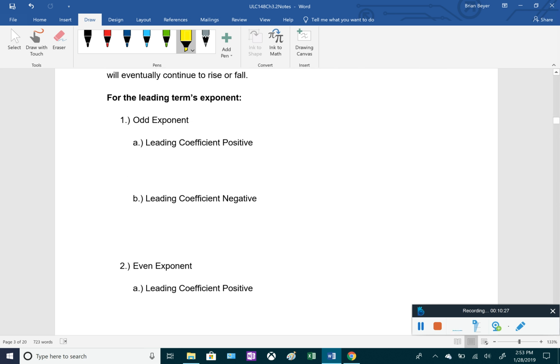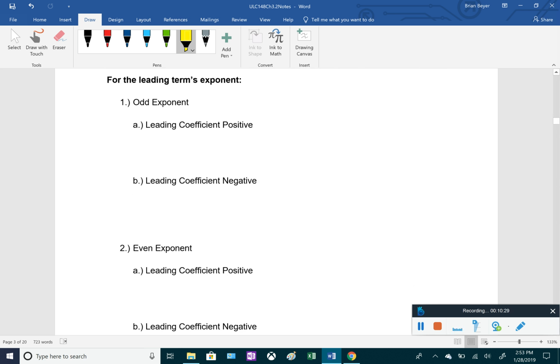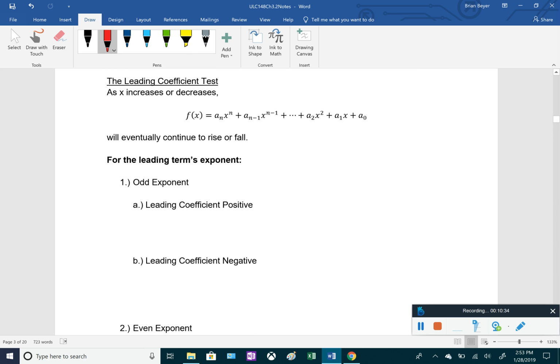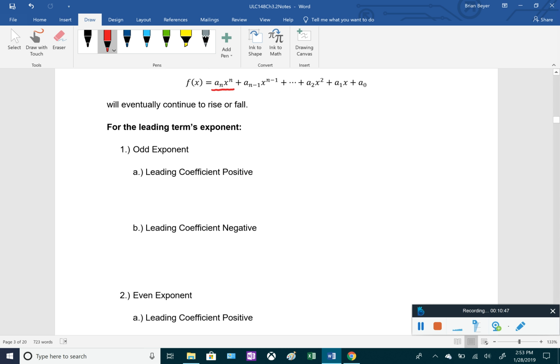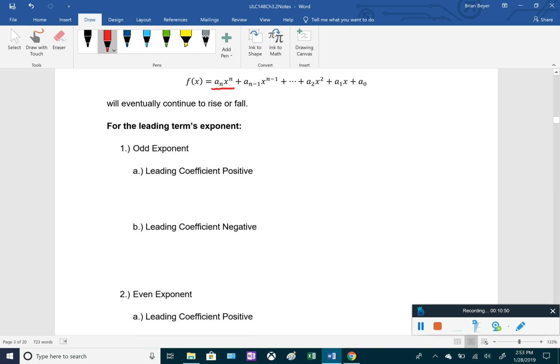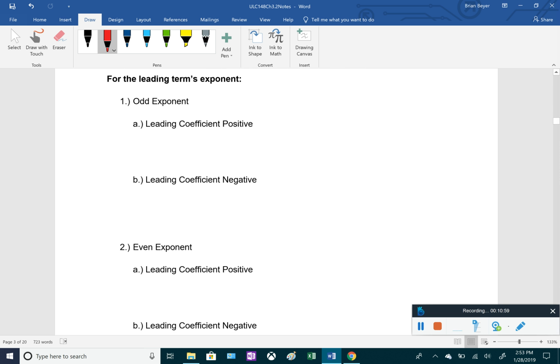So what we have to do is look at the leading term. We're going to be using this term right here, the a sub n x to the n. So we go to the term with the largest exponent on the variable. For that leading term, either the exponent is going to be even or odd, and either the leading coefficient out front is going to be positive or negative. That gives us 4 different possibilities here.